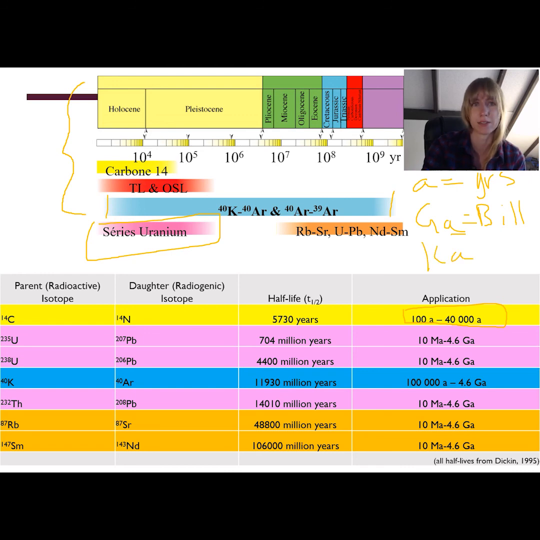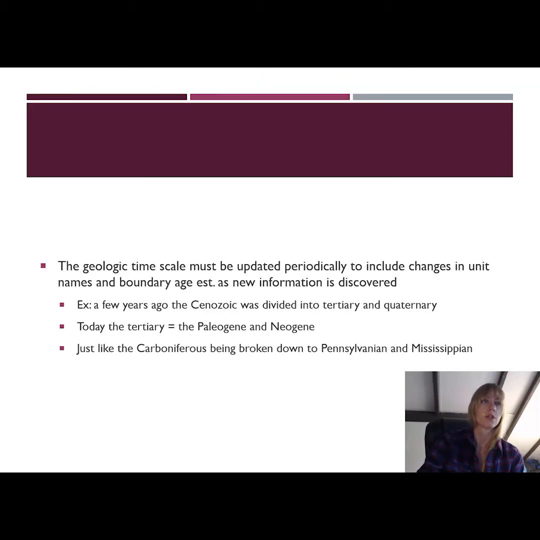KA is thousands of years, MA is millions of years, and GA is billions of years. So the geologic time scale is updated constantly, and this is because we're constantly finding new information that helps split these eras further. For example, a few years ago, the Cenozoic was divided into the Tertiary and Quaternary. Today, the Tertiary is the Paleogene and Neogene.